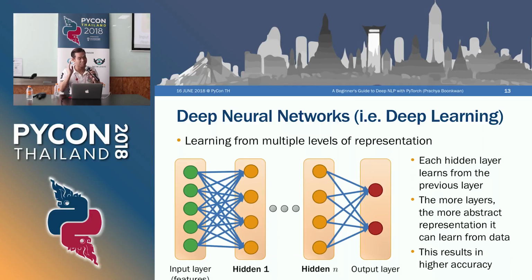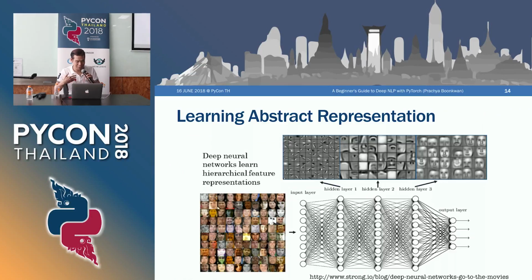If you add more and more hidden layers, the patterns become more abstract. So the more layers, the more abstract the representation you can learn from the data. Therefore, higher accuracy. Let's take a look at some examples of deep learning.